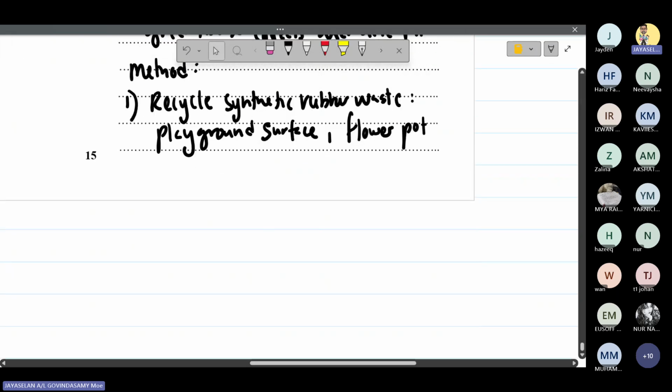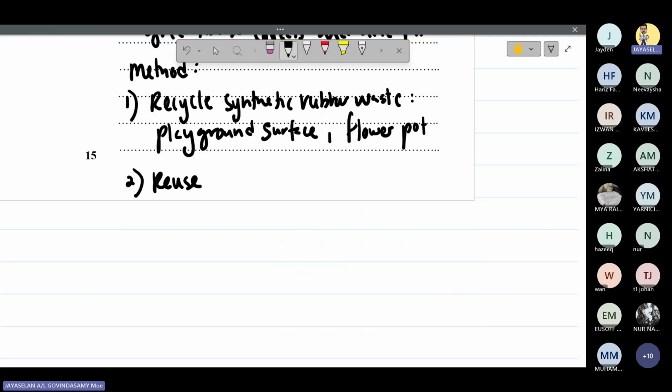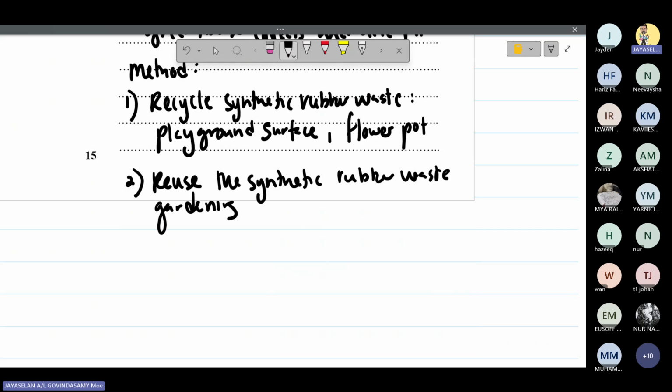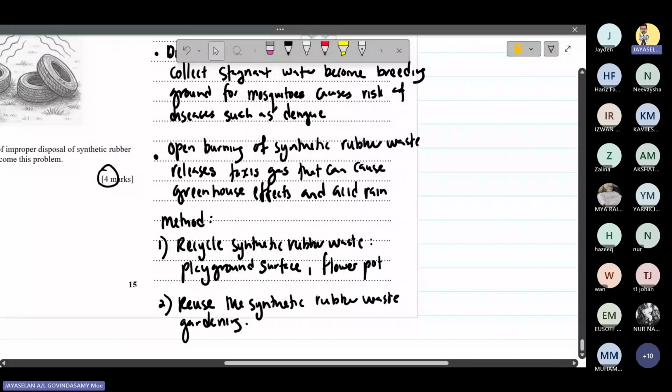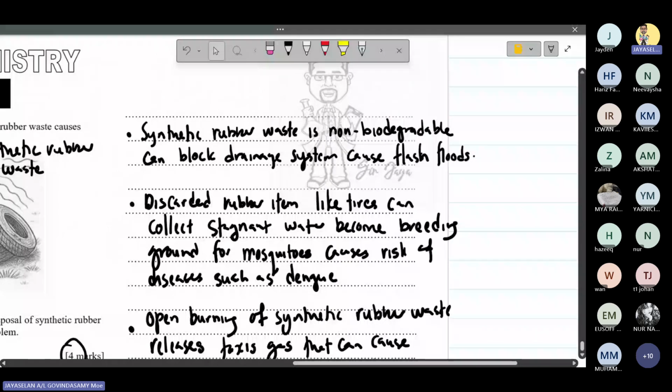Okay, number 1 done. Method number 2, we reuse this one. So reuse the synthetic rubber waste, such as for to make what? Gardening, construction, art, or whatever. Gardening lah, saya ambil satu. Any question? So you guys already score full mark for this. Okay, polymer, any question? Any question?